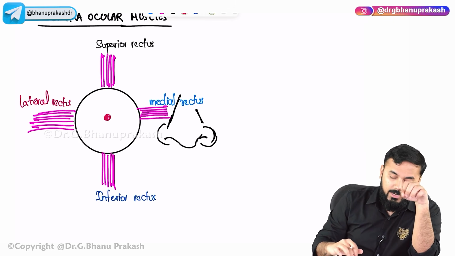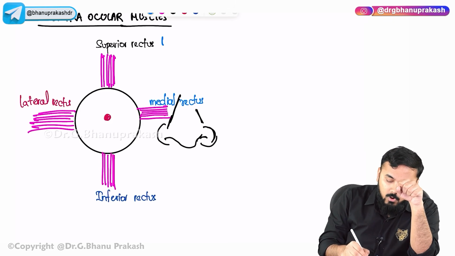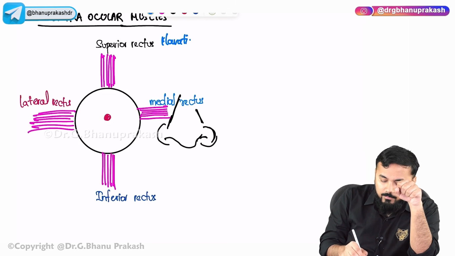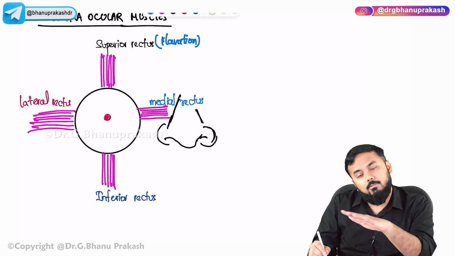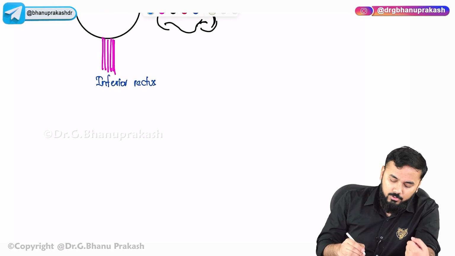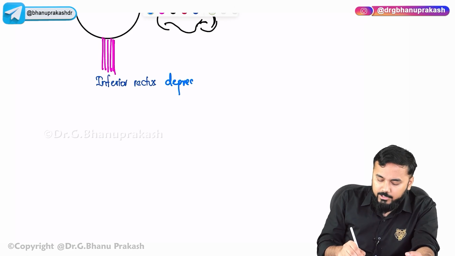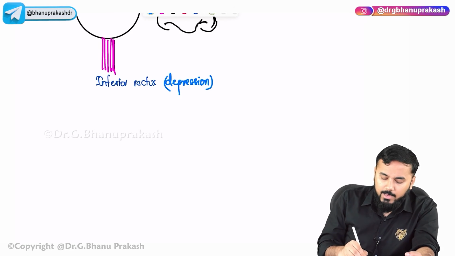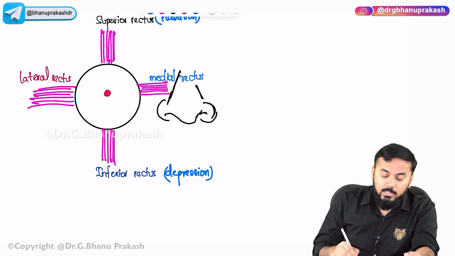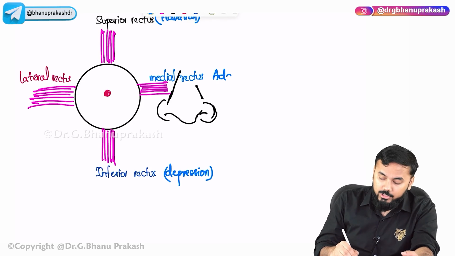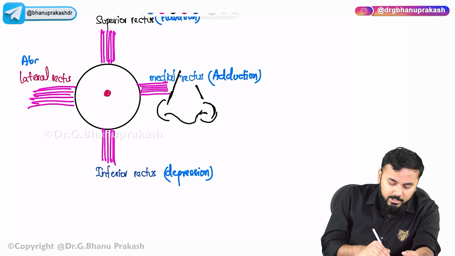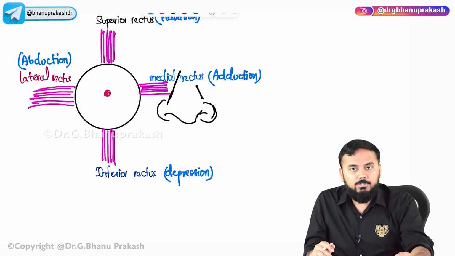Now you know the actions, right? Superior rectus is responsible for elevation of the eyeball. This is the primary action. There are secondary and tertiary actions also, which I will tell you later, but primary actions you should know. Inferior rectus for depression of the eyeball. Medial rectus, looking towards the midline of your body, is called adduction of the eyeball. And this is called abduction of the eyeball. These are the actions.